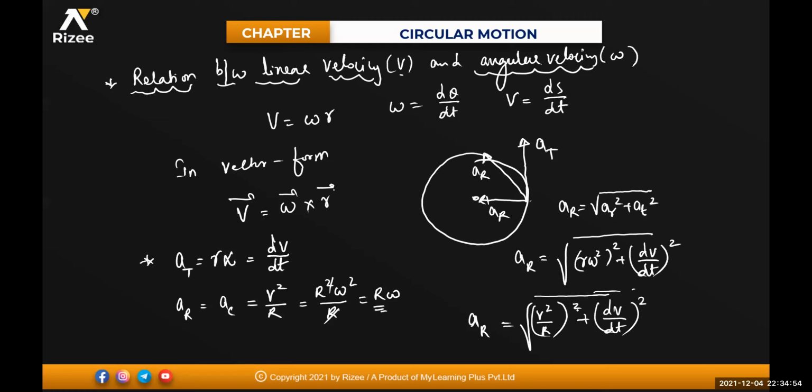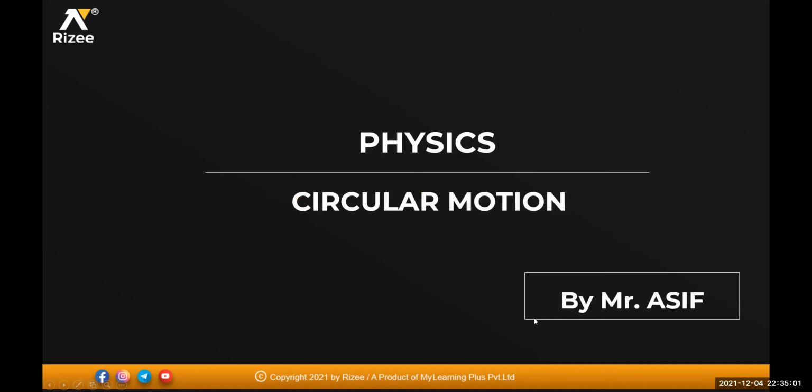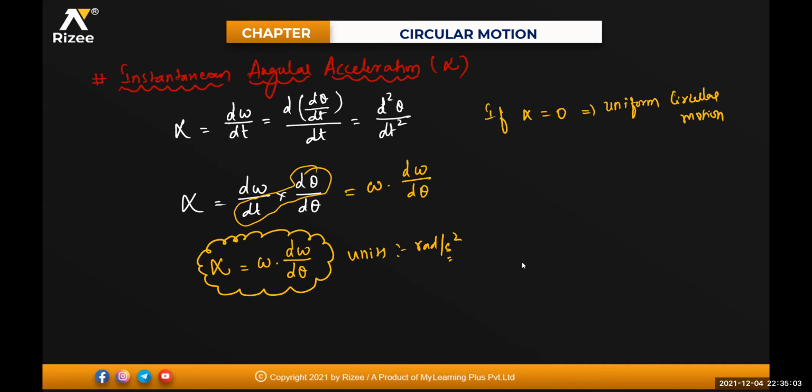We'll try to do some numericals based on this in the next session of the class, that is on Monday. So please try to revise the complete circular motion, as well as motion in a plane, motion in 1D and circular motion. Clear?